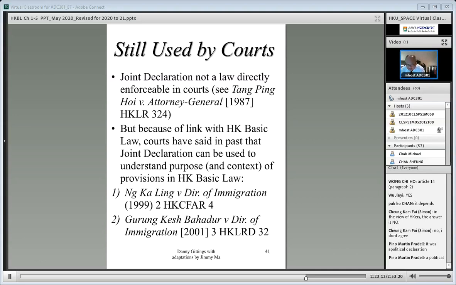The courts had, like in the case of Ng Ka Ling and the case of Gurung Kesh Bahadur, where it was necessary to understand the purpose and the context of certain provisions of the Basic Law, found that the content of the joint declarations, or indeed what the state parties had declared, was relevant in assisting the court to interpret provisions of the Basic Law. And so to that extent, the Joint Declaration may be considered still relevant and useful.